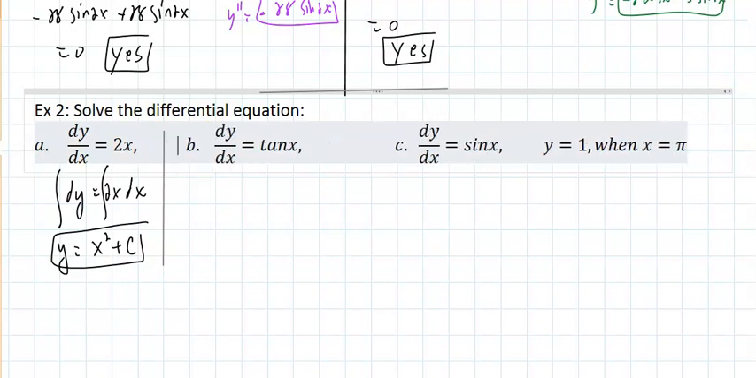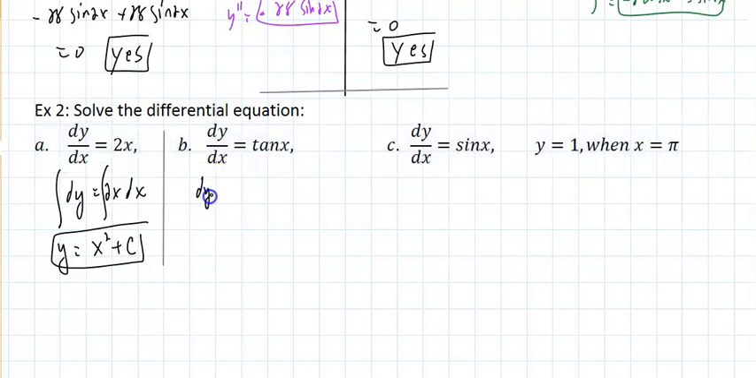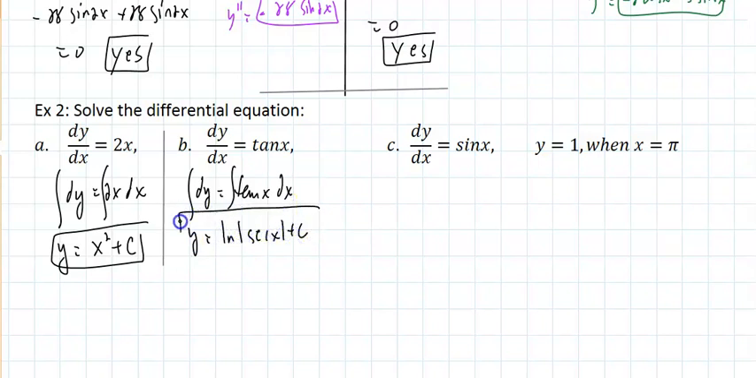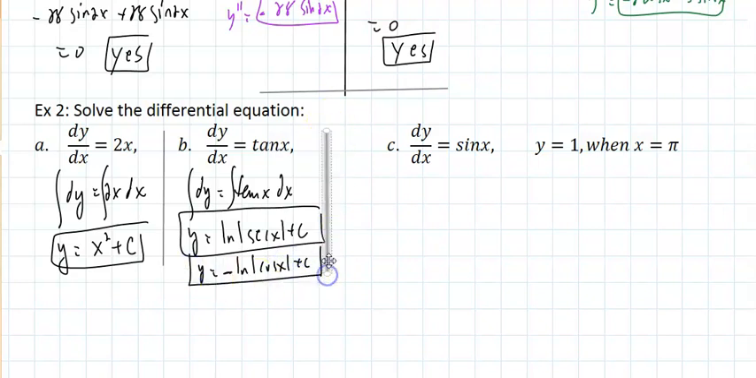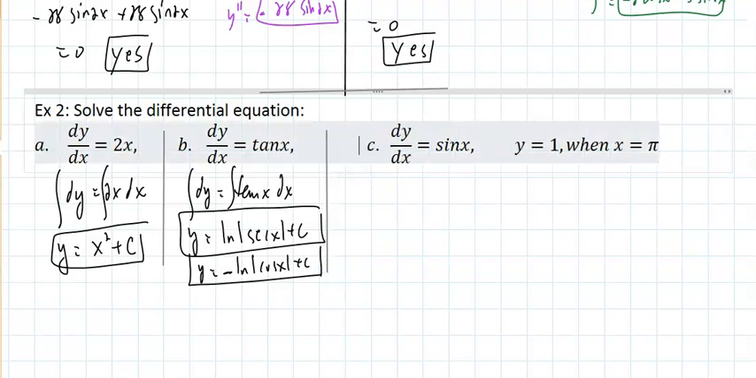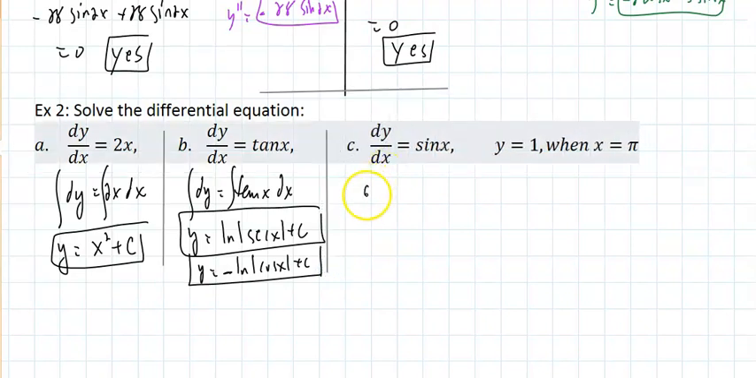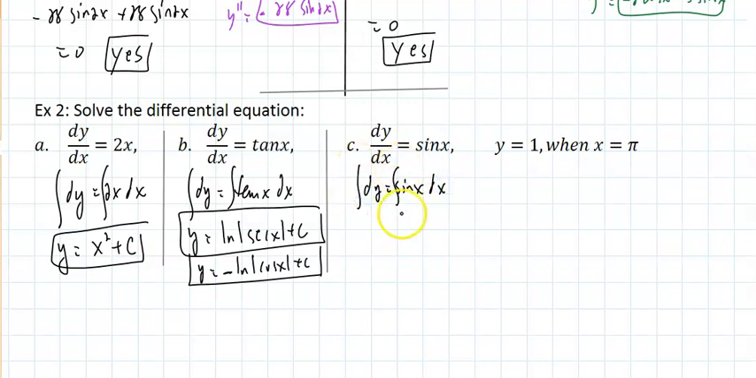And how about this problem? If you cross multiply, you will get dy equals the tangent of x dx. If you integrate, y will be, we agreed, natural log of absolute value of secant of x. Or if you like, negative natural log of the cosine of x. Either will do. Those are the same. And if I go for part C, if I cross multiply as well, I'll get dy equal the sine of x dx. So those are really straightforward, just to get you into the game.